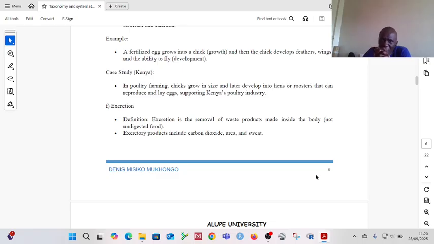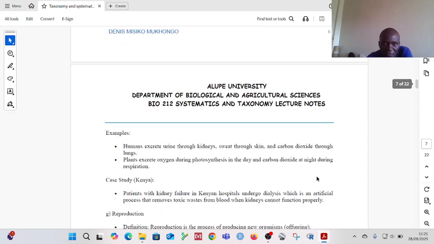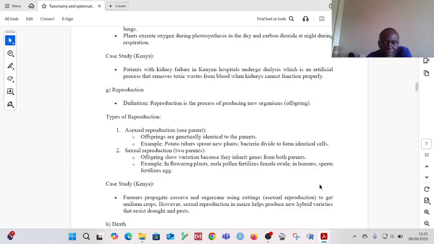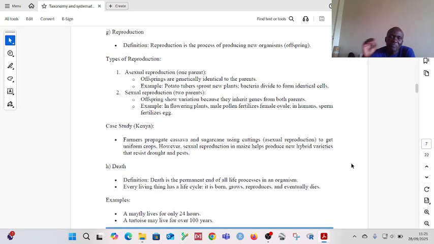Another characteristic is excretion. Excretion is the removal of waste products that are made inside the body. Okay? So most of these excretory products will include things like carbon dioxide, urea, and even sweat. So the process in which all these excretory products are removed from the body is what we are referring to as excretion.